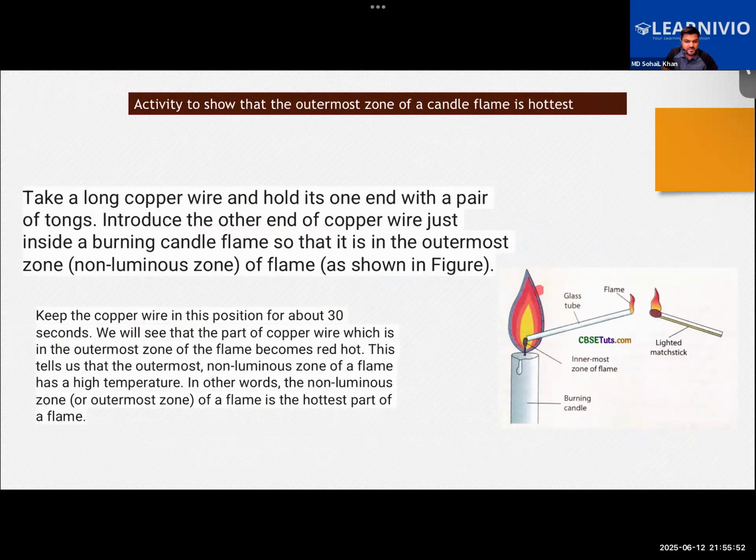Now, the third activity is to show that the outermost zone of the candle flame is hottest. You know that goldsmiths, if they have to melt a piece of gold, hold that piece of gold in the outermost zone, the blue colored part of the candle flame. To show that the outermost zone is hottest, we will take a long copper wire.